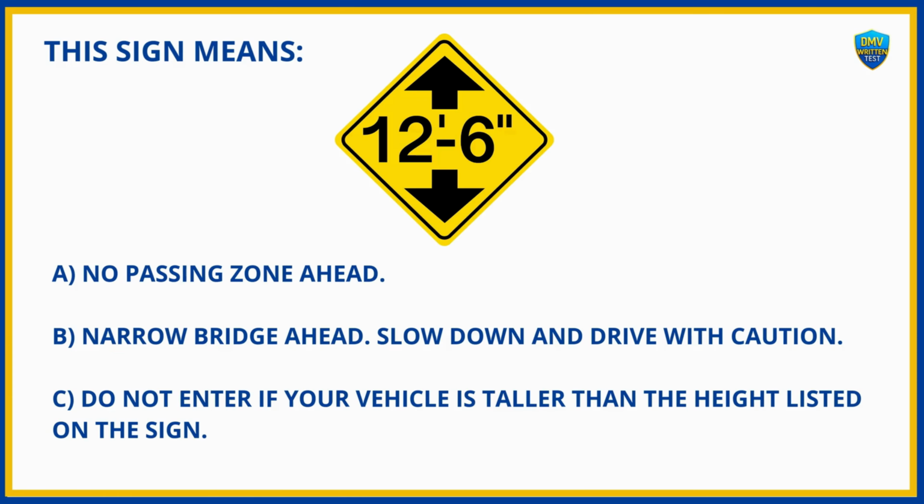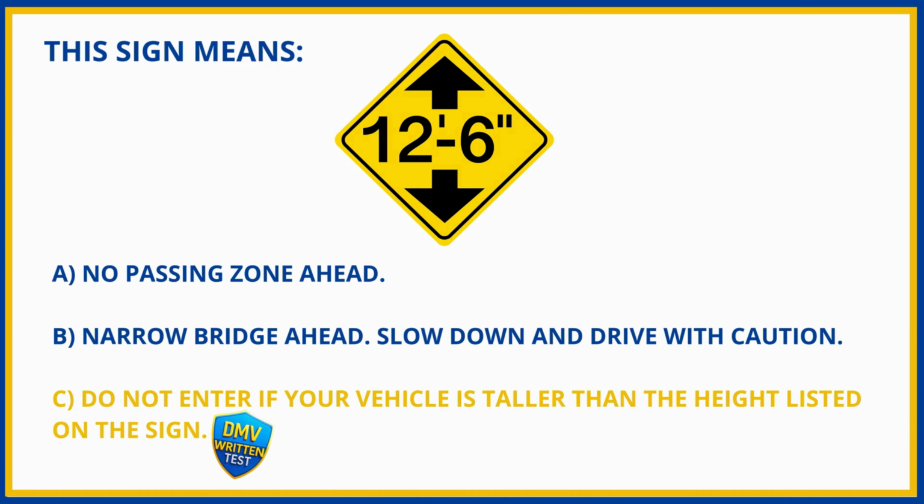This sign means A. No passing zone ahead. B. Narrow bridge ahead. Slow down and drive with caution. C. Do not enter if your vehicle is taller than the height listed on the sign. And the answer is C. Do not enter if your vehicle is taller than the height listed on the sign.